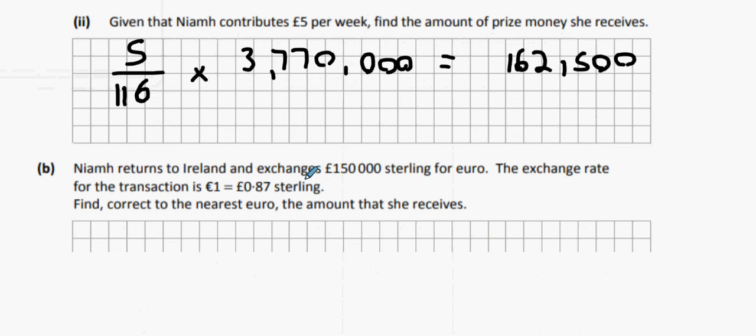Neve returns to Ireland and exchanges 150,000 sterling for euro. The exchange rate is this much. Find, correct to the nearest euro, how much money she received. So, which one's the bigger number, sterling or euro? Because €100 will be actually 87 sterling. So, what should happen is you'll end up with a bigger number. They're worth the same amount, but you end up with a bigger number.